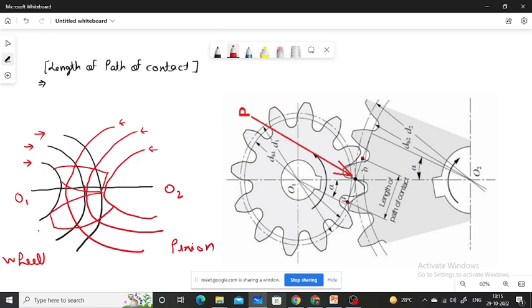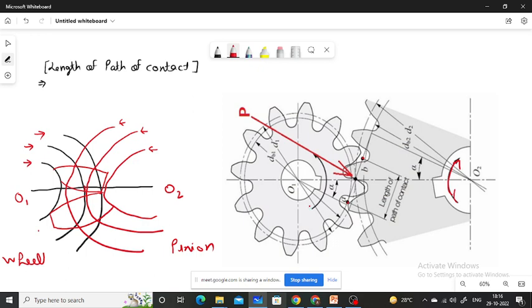Line A to B is the path of contact. A to B is the length of path of contact. अब इस पे हमें यहाँ पर इसकी वैल्यू निकालनी है, लेंथ ऑफ पाथ ऑफ कॉन्टैक्ट का फार्मूला इक्वेशन हमें फाइंड आउट करना है, when the pinion rotates in clockwise direction. ये क्लॉकवाइज डायरेक्शन में रोटेट है हमारा पिनियन, ठीक है.